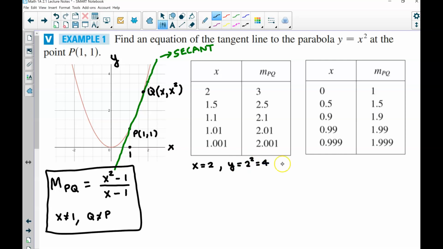Okay, so now we know that we have this ordered pair (2, 4), and what we're going to do is compare it to the slope with our point (1, 1). So let's go ahead and do that.